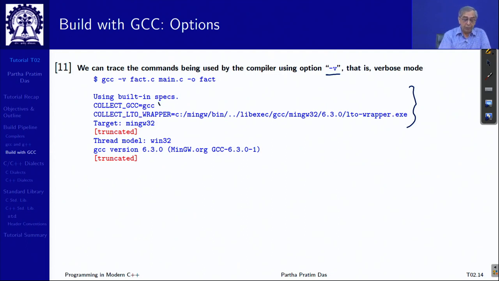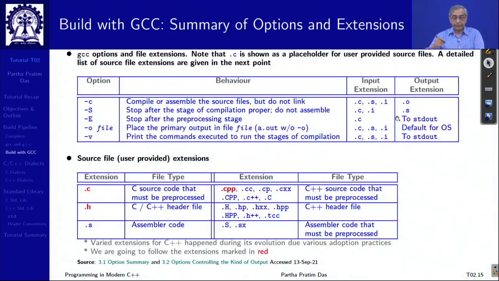It says what folder it is taking from, what the target is that it will generate, what kind of thread model it will use, and what the version of the compiler is. But the output is truncated here; there are hundreds and hundreds of lines of dump that come in. You can put -v and see for yourself. It is good fun, but on a regular basis you will not be doing this, of course.